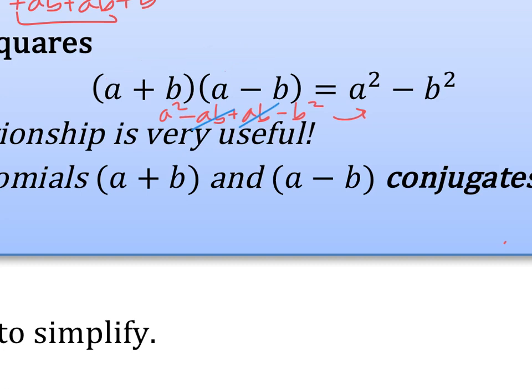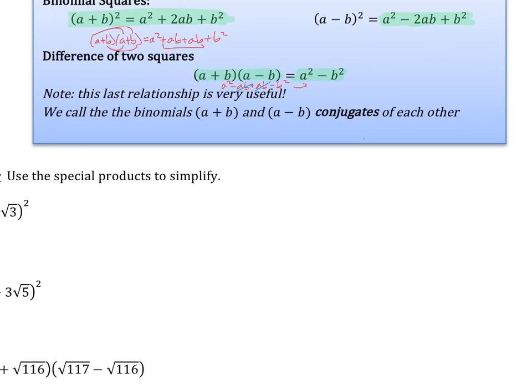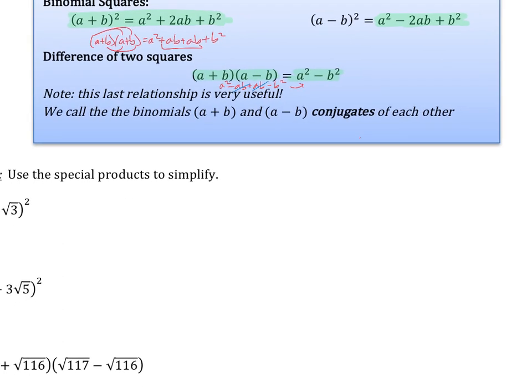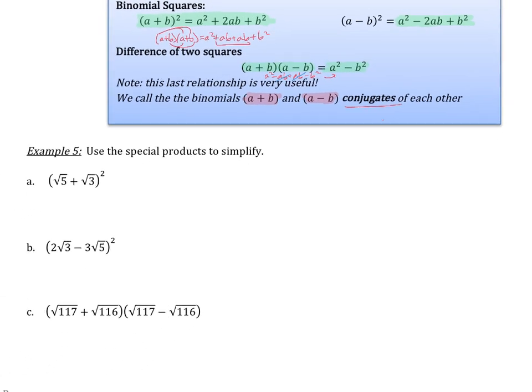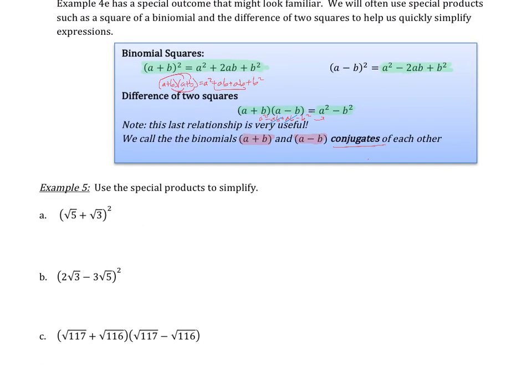So again, something to memorize. And it should just be a matter of understanding more than memorizing. A plus b times a minus b is going to turn out to be a squared minus b squared. And this is a very useful relationship. We call these two binomials, a plus b and a minus b, conjugates. They're going to show up in several different ways. So these are conjugates, same thing, but we got a plus and we got a minus. Okay, so let's see how we can use those.